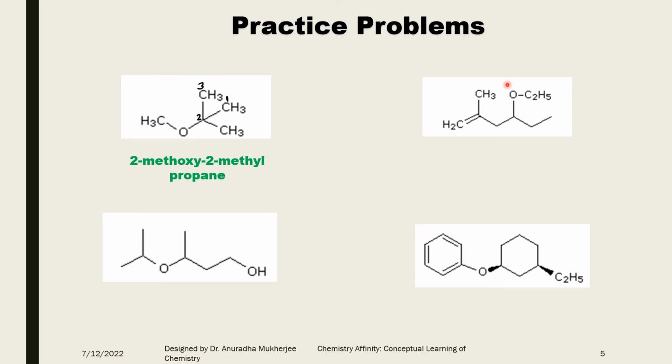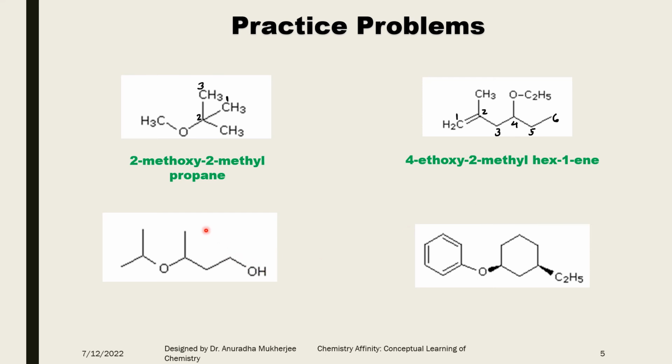Now coming to the second ether molecule. This part will be considered as a substituent, ethoxy, and this part will be considered as the parent chain. Here the alkene moiety will get the priority over the ethoxy. So the numbering will start from the left hand side: 1, 2, 3, 4, 5, 6. The IUPAC nomenclature will be 4-ethoxy-2-methylhex-1-ene. Here according to the alphabetical order, ethoxy will come first, then the methyl. So it will be 4-ethoxy-2-methyl.